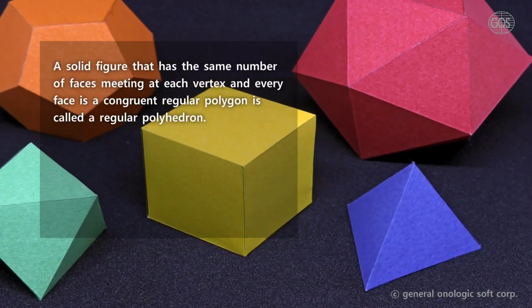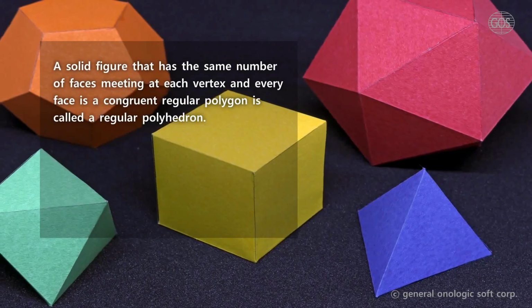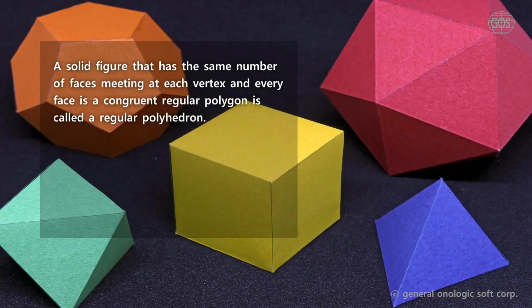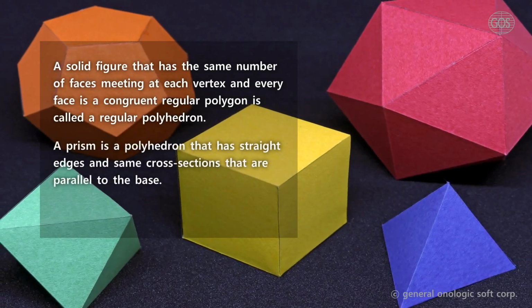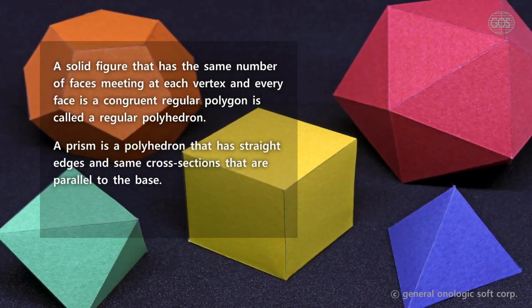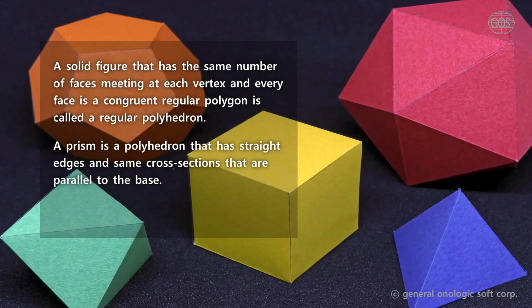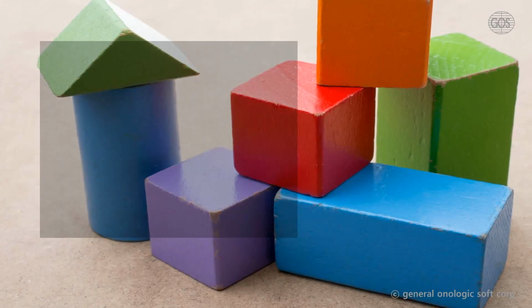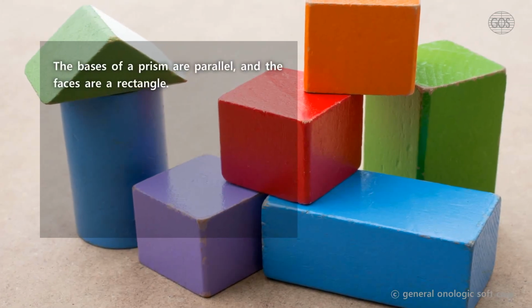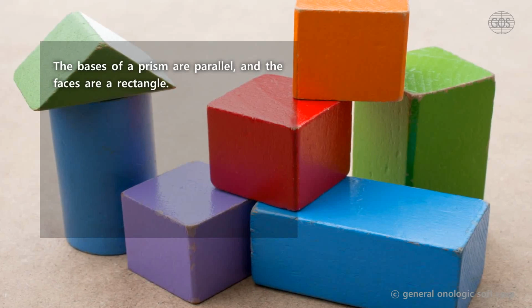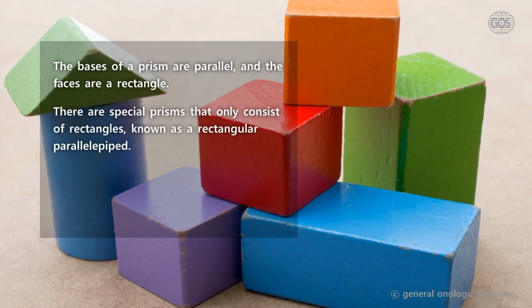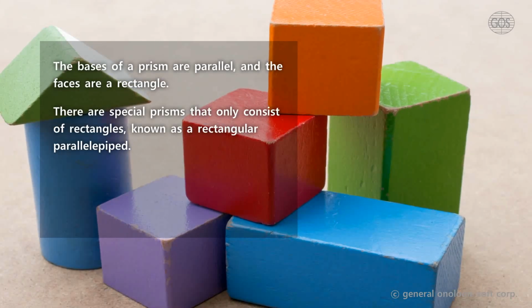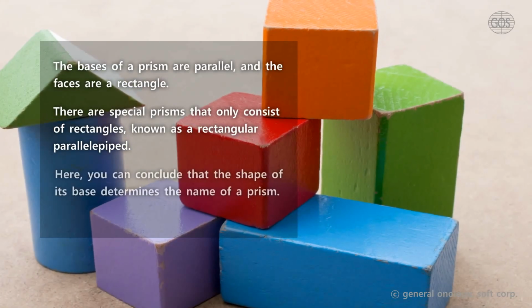A solid figure that has the same number of faces meeting at each vertex and every face is a congruent regular polygon is called a regular polyhedron. A prism is a polyhedron that has straight edges and same cross-sections that are parallel to the base. The bases of a prism are parallel, and the faces are a rectangle. There are special prisms that only consist of rectangles, known as a rectangular parallelepiped.